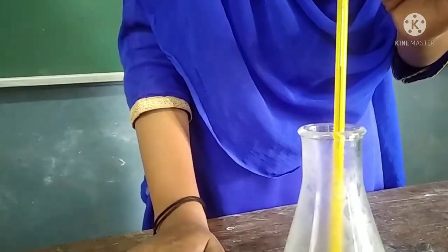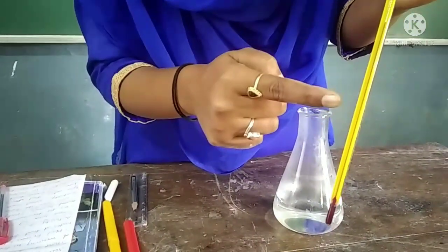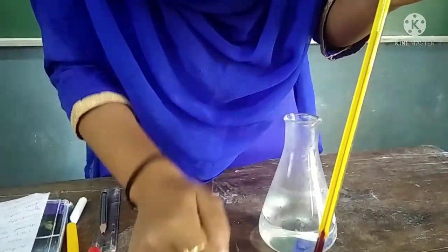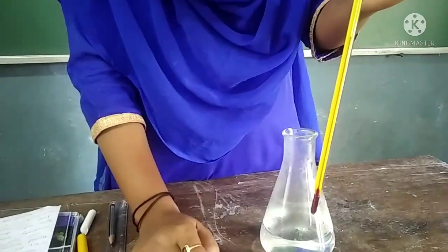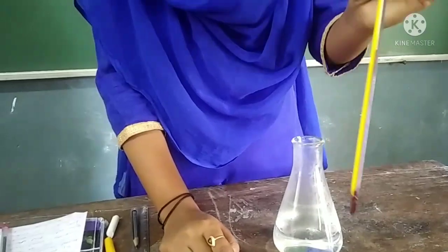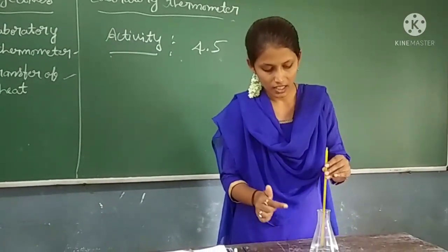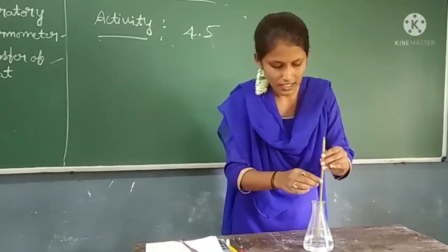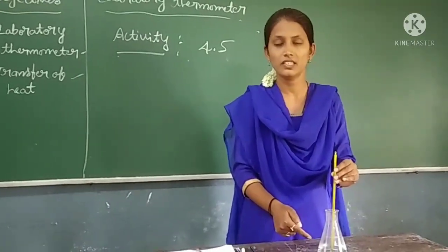Now you have to remove the thermometer. Observe, when you remove the thermometer, immediately the reading starts to fall down. This indicates that we have to notice the reading, and measure it only while the thermometer is in the water. The temperature of the hot water is 50 degrees Celsius. Dear children, the temperature of the hot water is 50 degrees Celsius.